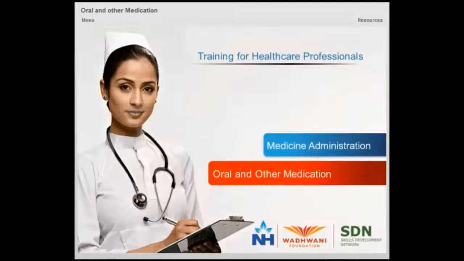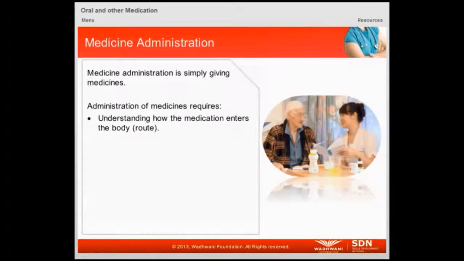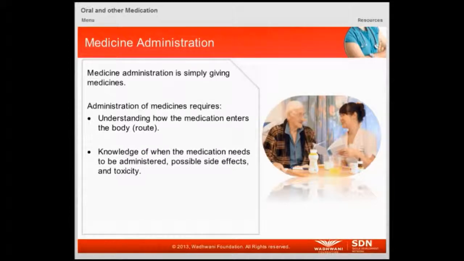Let's begin with the module on administering oral and other medication. Medicine administration is simply giving medicines. Administration of medicines requires understanding how the medication enters the body, the route, knowledge of when the medication needs to be administered, possible side effects and toxicity, and observing what happens after medicine is administered to the patient.